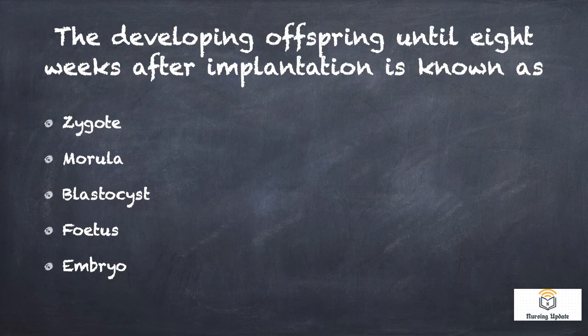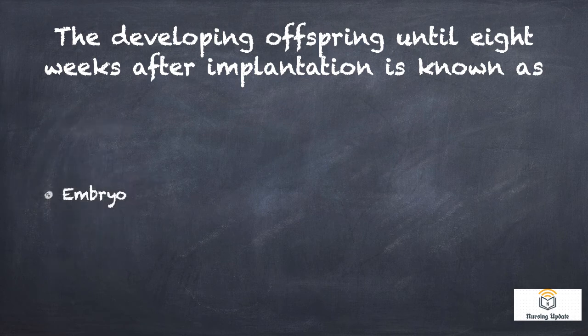Okay, next MCQ. The developing offspring until 8 weeks after implantation is known as: option A zygote, option B morula, option C blastocyst, option D fetus, and option E embryo. I have given five options. What they ask is, after fertilization, for the first 8 weeks, what is that product of conception known as? The answer is embryo.